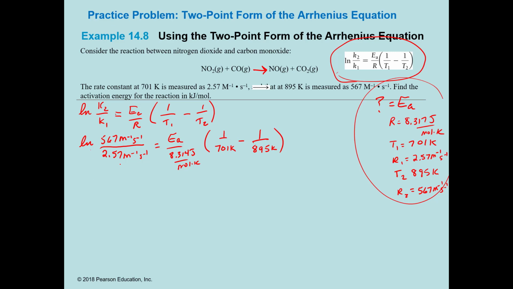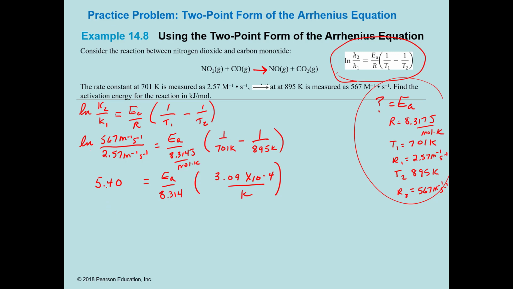And so when I take the natural log of 567 divided by 2.57, I'm going to get 5.40. And that won't have any units because meter minus 1 second minus 1 are going to cancel. And so I still have my E sub A divided by 8.314. And then I am going to do 1 over 701 minus 1 over 895, which comes out to 3.09 times 10 to the minus 4 over K, right, because the K's were on the bottom. Then I just have to rearrange.